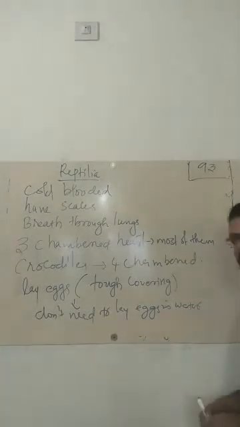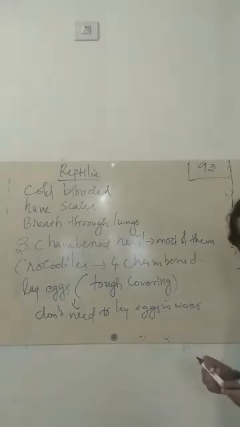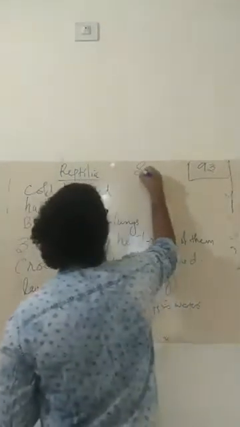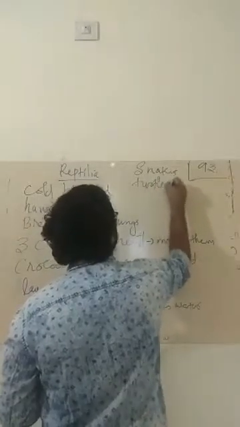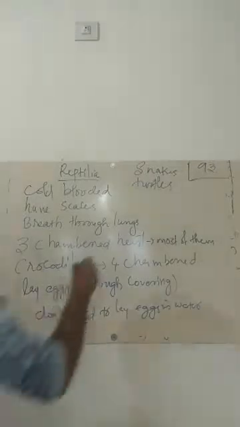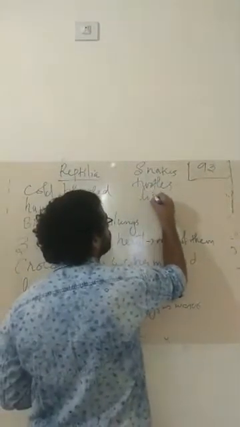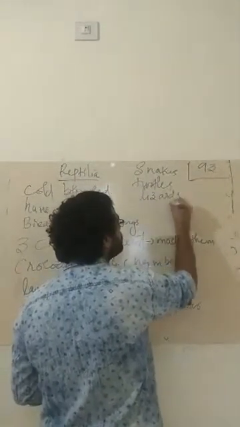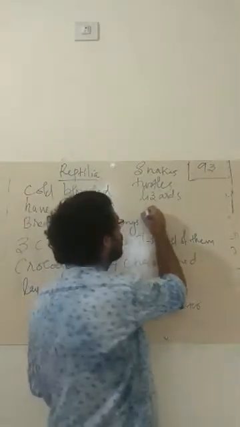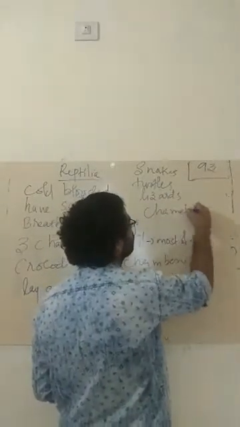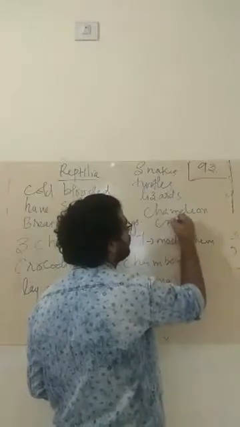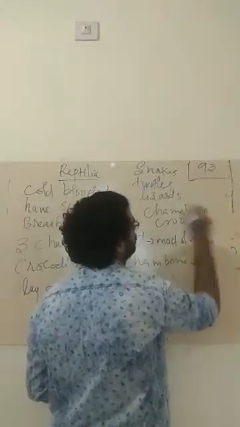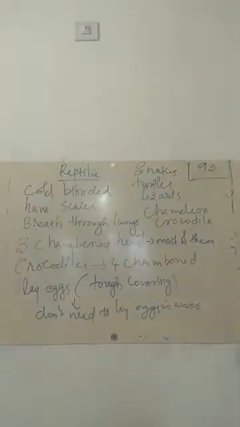Okay, I think you have written. The main examples are snakes, turtles, lizards, chameleon and crocodile.